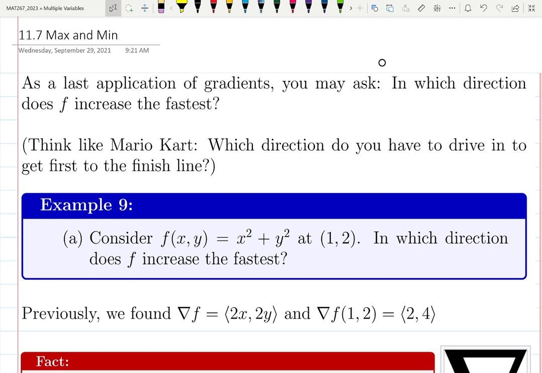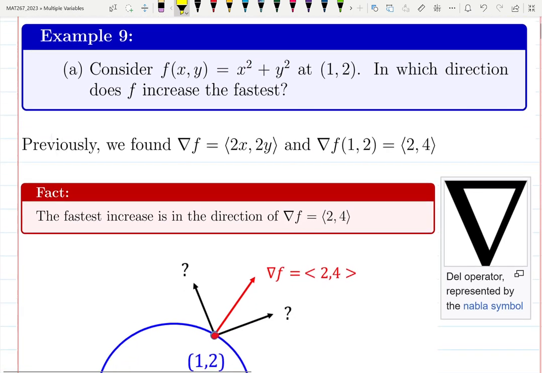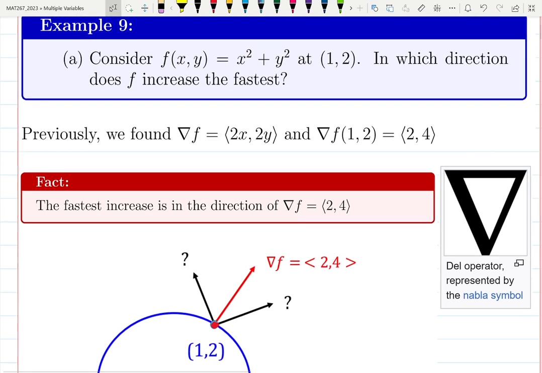That English is confusing. So, do you know the answer? Because your homework already asked this question. What's the question? What is the fastest increase or fastest decrease? Which direction? How to find that? Do you know? Gradients. Gradients basically show all of this.